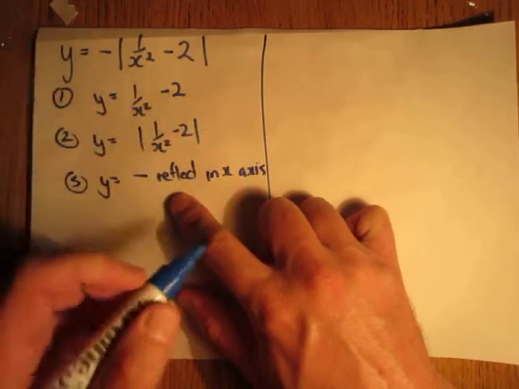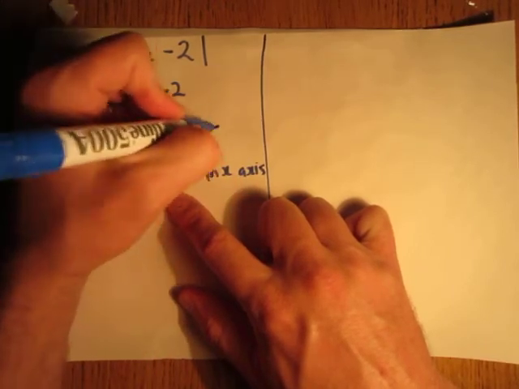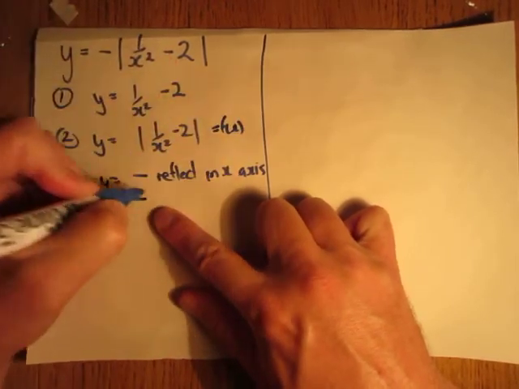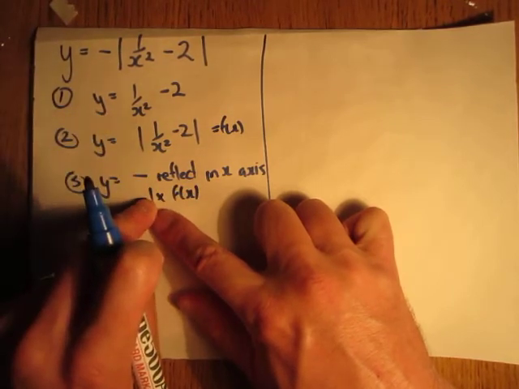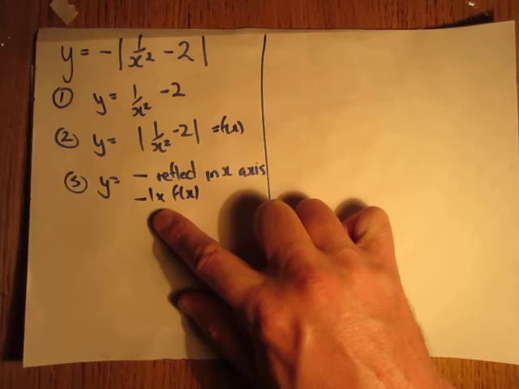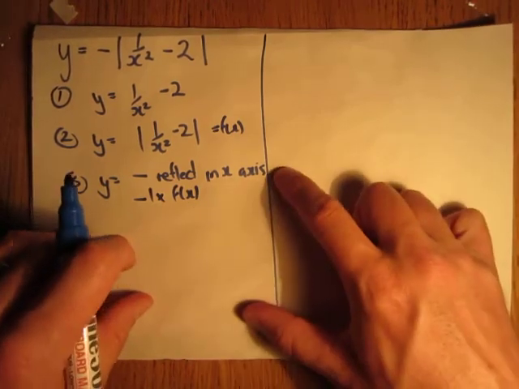Okay? Because in your transformations, if this is the original function here, and I stick a negative out the front, you would tell me that that's a reflection in the x-axis. Okay, so the transformations can now help us. Okay, so let's get started.